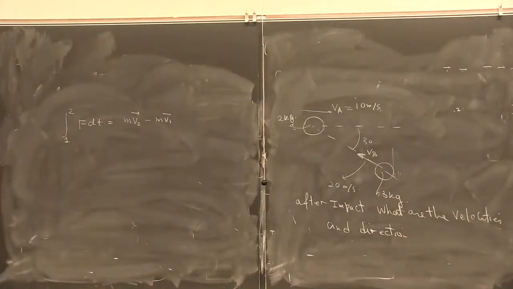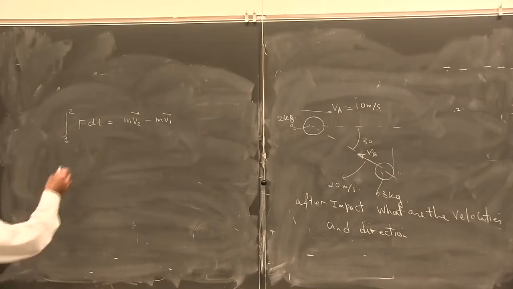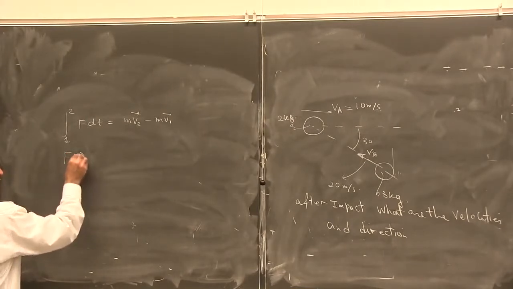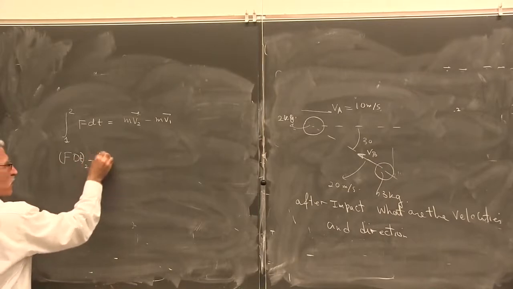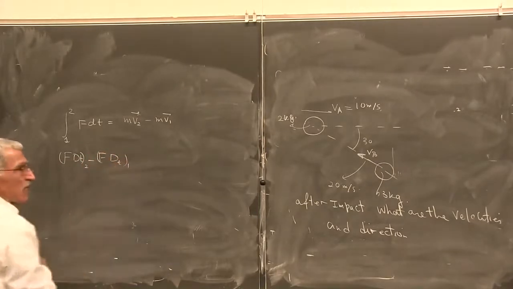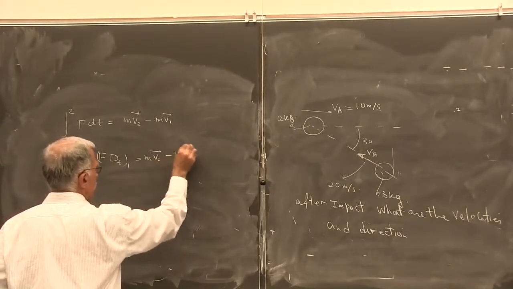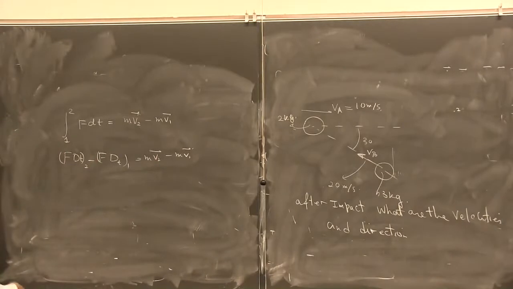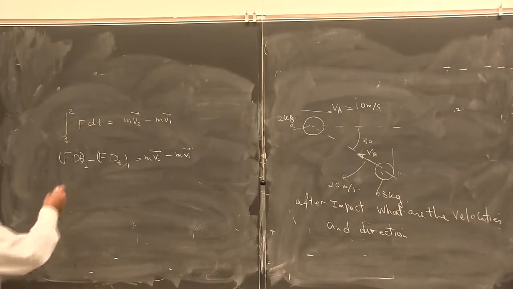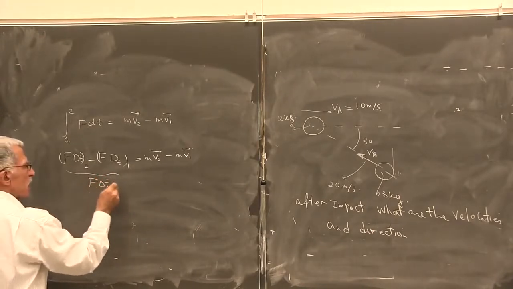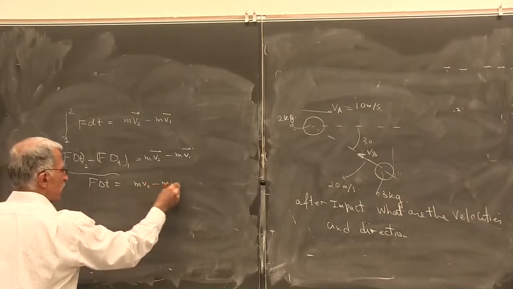You can represent this equation graphically. This becomes the integral of F dt at stage 2 minus at stage 1, equal to mv2 minus mv1. So if you integrate from 1 to 2 and F is constant, then over the time interval t1 to t2, or delta t, you get F delta t equal to mv2 minus mv1.